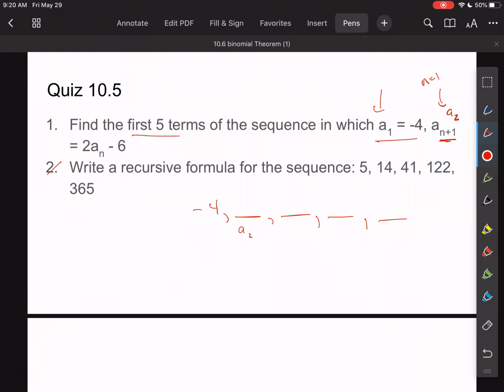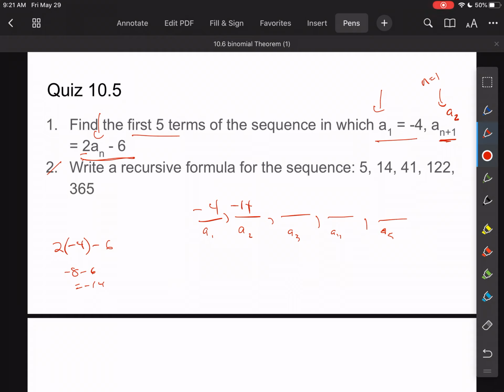This is a sub 2, this is a sub 1, a sub 3, a sub 4, a sub 5. Right, so to find a sub 2, I plug a 1 in for n, which means this whole thing is the same thing as just saying the previous term, right? The previous term times 2 minus 6, right? So, because if I plug a 1 in for n, this is just saying a times 1, right? So essentially, this is just the same thing as saying 2 times the previous term minus 6. Okay, so I'm going to just follow that pattern. 2 times the previous term, which is -4, minus 6, gives me -8 minus 6, which equals -14. So a sub 2, -14.